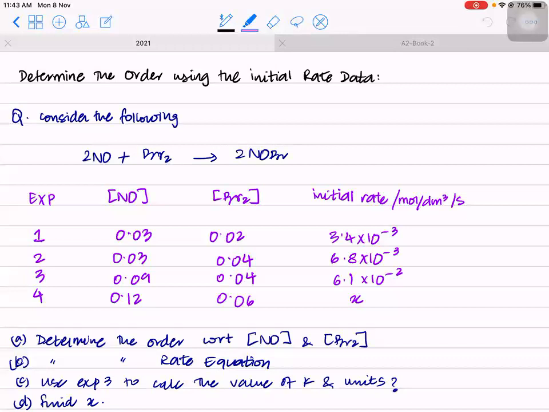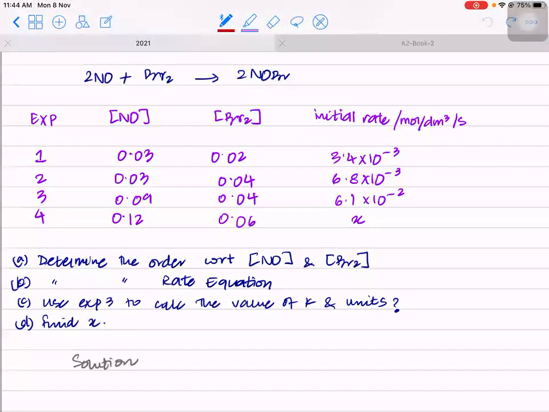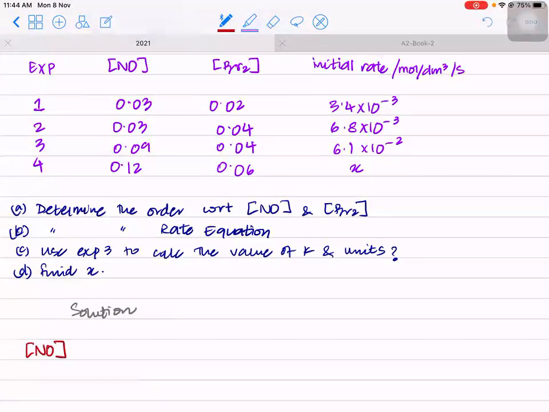Now, you've been given 4 experiments. They are saying determine the order with respect to NO and with respect to bromine. Now let's see how we do that. So let's find the order with respect to NO. Now how will we do this? You've been given 4 experiments. You see in this and this the concentration is the same. In this and this the concentration is changing.